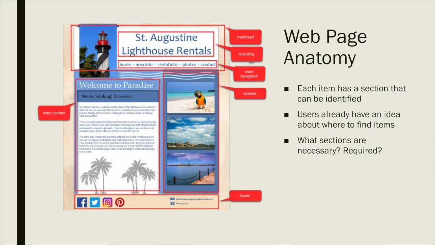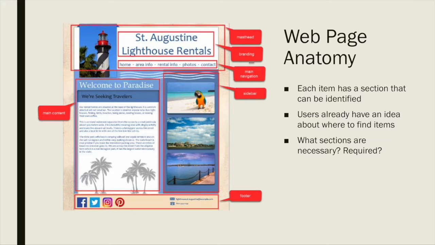First thing, let's talk about basic web page anatomy. Each item has a section that can be identified using a specific sectional tag. Users already have an idea about where to find these items, even if they're a brand new person that's been on the internet for, say, a few hours. Based on this, the majority of pages have the same standard when it comes to how things are organized. If something is completely left field and a person has no idea where to find it, then the usability of that site will be decreased with every different action.